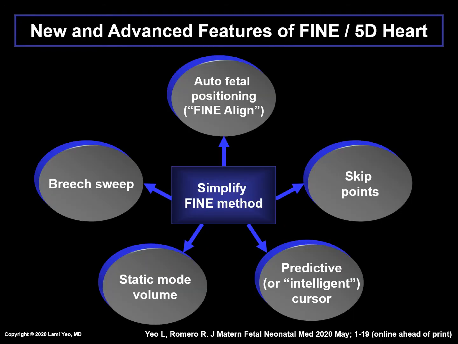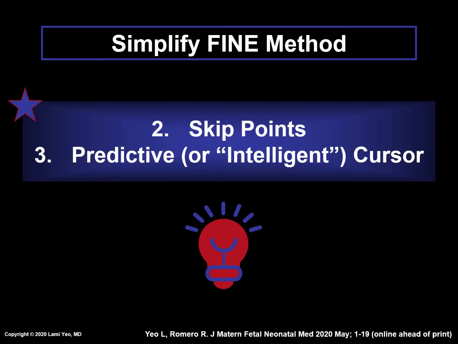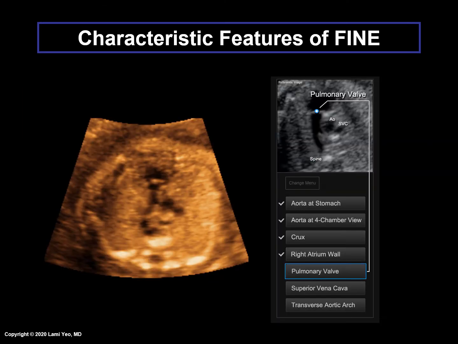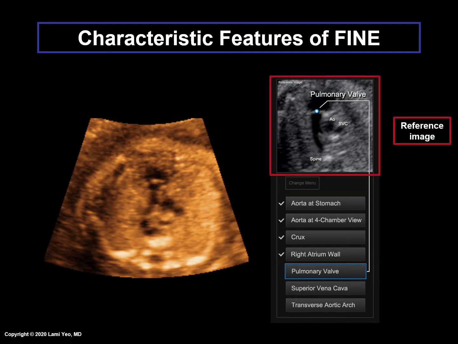The second and third new features to be discussed are skip points and predictive or intelligent cursor placement. Currently, the marking process is simplified for the user by showing a reference image. In this example, the pulmonary valve is supposed to be marked next. Therefore, a reference image of the pulmonary valve is shown to the user. This reference image teaches the user to mark the middle of the closed pulmonary valve.